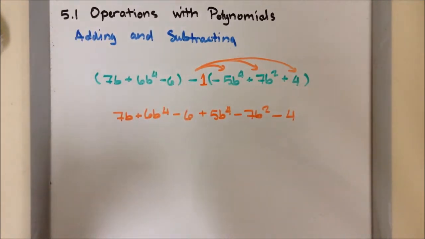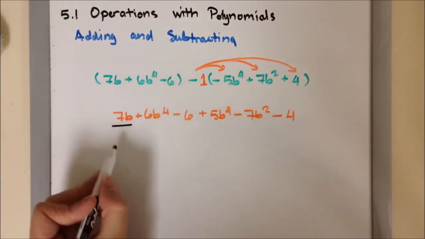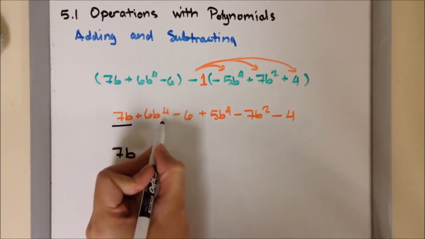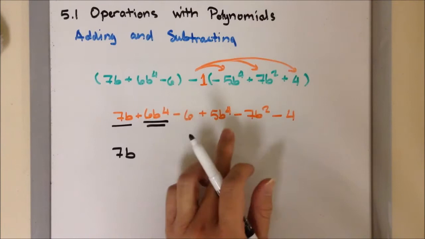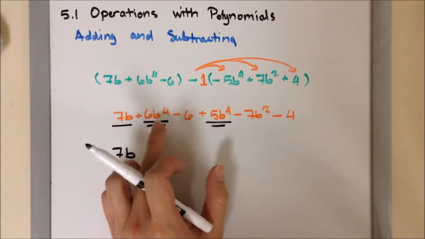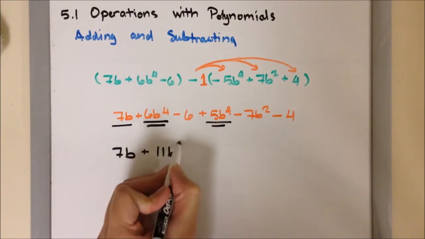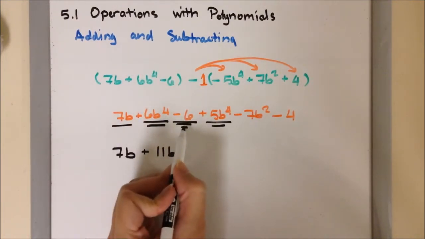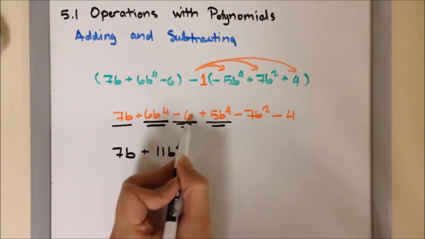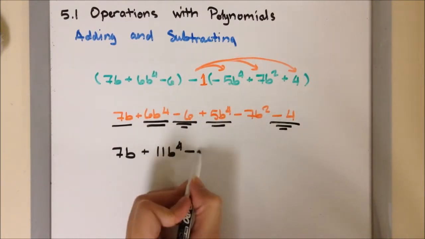Alright, so now combine like terms. The first one is just 7b. So I gotta look for if there's any other terms with just b, which I don't. So I'm just going to bring it down. Now, next one is b to the 4th. I do have another one right here. So, positive 6b to the 4th plus 5b to the 4th will be plus 11b to the 4th. Next is my constant numbers, so negative 6, and I do have another one, negative 4. Negative 6 minus 4 will be minus 10.